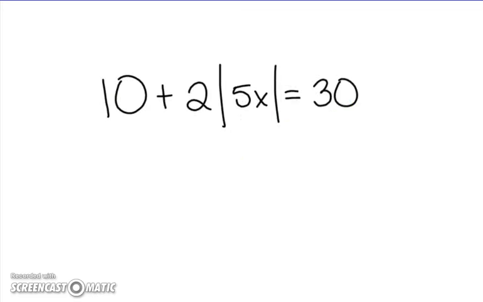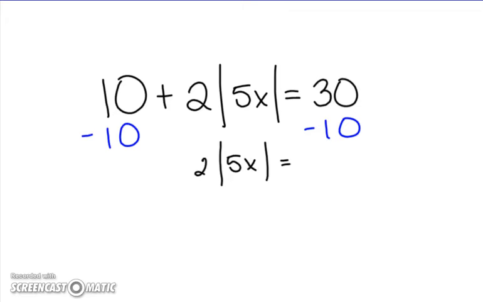One last one. Step 1, isolate the absolute value. So if this was 10 plus 2 times the absolute value of 5x equals 30, I would first get rid of the 10. We're always doing order of operations backwards. So add and subtract first. So I'm going to subtract 10 from both sides. I'm left with 2 times the absolute value of 5x equals 20. My next step is to divide by 2.